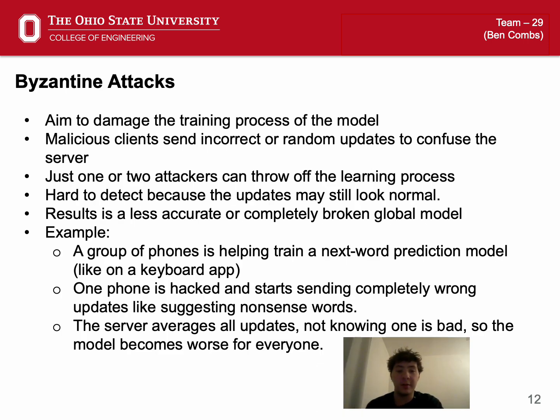So the first type of attack I'm going to talk about is the Byzantine attack. Byzantine attacks aim to damage the training process of the model. This is dangerous because just one or two attackers can throw off the process. A little scenario: imagine you've got a bunch of phones training a keyboard app together. If just one of those phones is hacked and sends garbage updates like random nonsense words, the server has no idea. It just averages everything, including all the bad stuff. And even though only one phone out of all of them is acting up, it can mess things up for all the phones. That's what makes this kind of attack so sneaky and dangerous: the bad updates can still look normal on the surface.